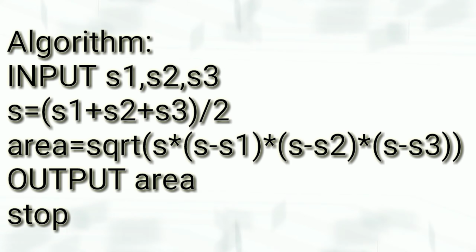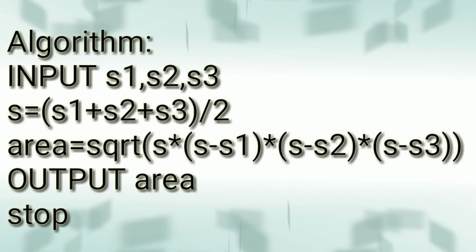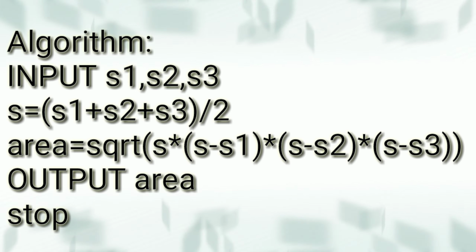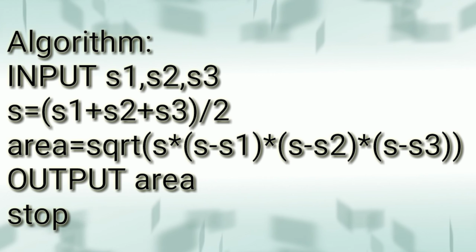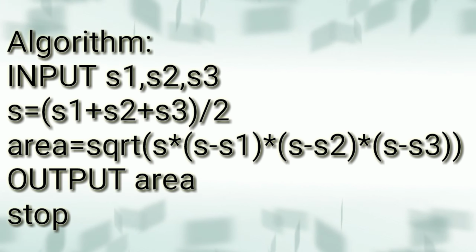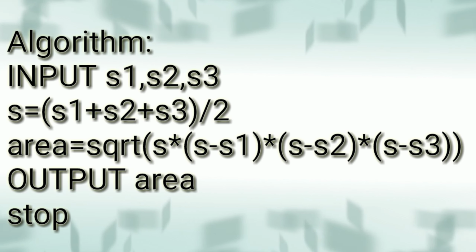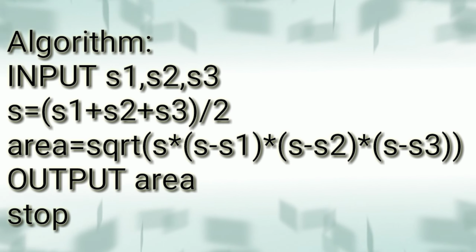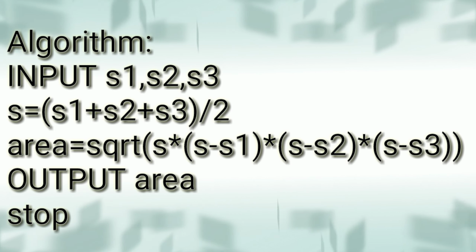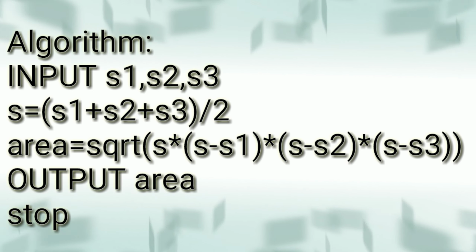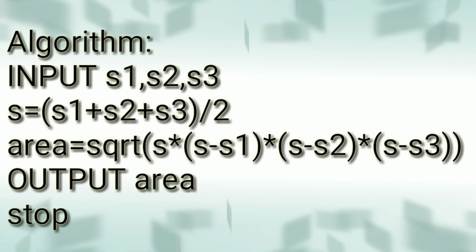So input is given three sides S1, S2 and S3. Next is the calculation part to calculate this side. S is equal to the three sides added, divided by 2. The next step is you are going to find the area. Formula is area is equal to square root of S into (S minus S1) into (S minus S2) into (S minus S3). The whole thing will be taken a square root.